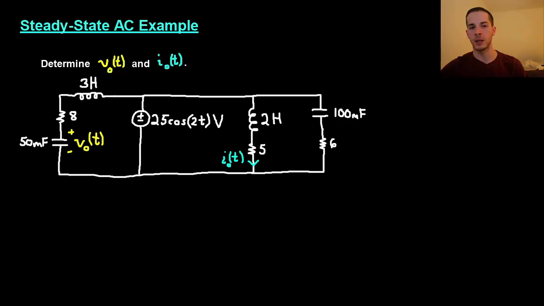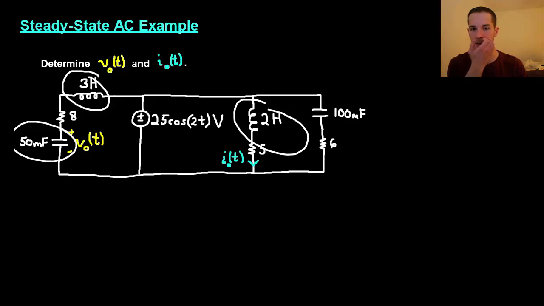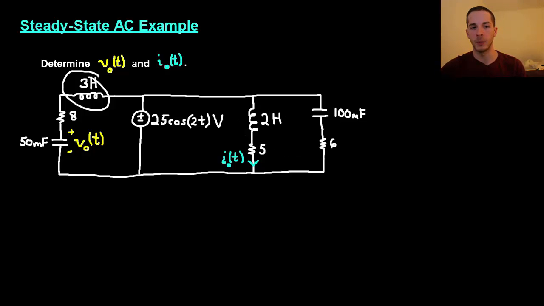Okay, so in this steady state AC problem, they're asking us to find a voltage and a current in their time domain form. And before we can do anything, we have to calculate the impedance of these various components here, because we're going to use them in the phasor calculations. Now, for the time being, we're not going to worry about this component for reasons that you'll see later.